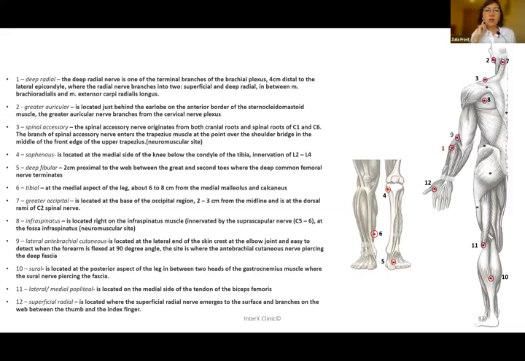Great auricular I described for you, spinal accessory also I described for you, but you should know that it's also the cranial root of the spinal root C1 to C6. So the branch of the spinal accessory nerve enters the trapezius muscle at the point over the shoulder bridge and in the middle of the edge of trapezius. So that is point number 3. Point number 4 suddenly takes you to the leg.